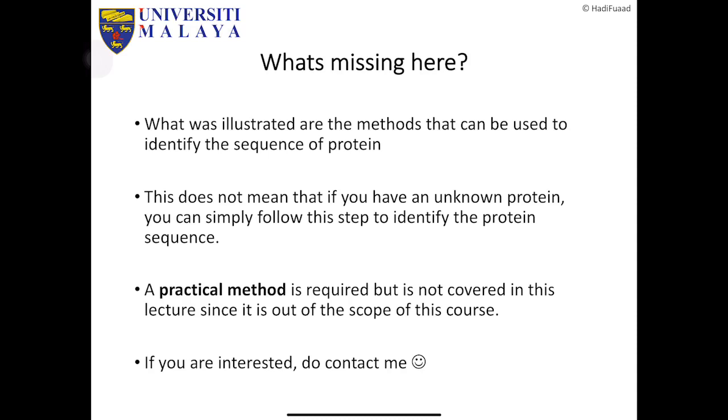So what I've illustrated are some of the methods that you can use to identify the sequence of an amino acid or protein. But it does not mean that if you have an unknown protein, you can simply follow these steps to identify the protein sequence. So you can, but it's not always true. Sometimes you get it right, sometimes you get it wrong. So a partial method is required, but it's not covered in this lecture, since it's out of the scope of this course. There are a few other partial methods that I'm not going to talk about. If you are still interested, if you want to work with peptides and proteins in the future, you can always contact me. You have my contact details.